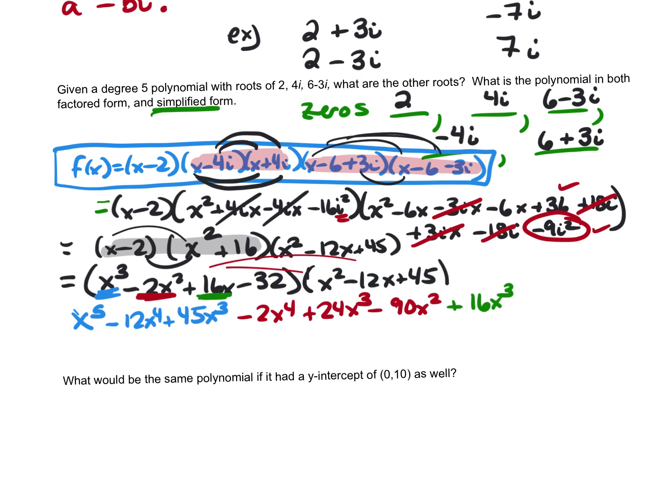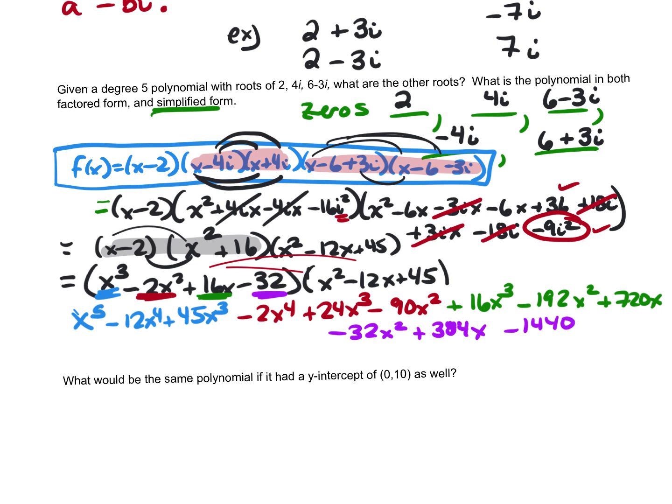So 16 times negative 12 is negative 192x squared. And then we're going to have negative 16 times 45, or 16 times 45, which is some big number, 720, plus 720x. But now I'm not done because I still have to do the last term, which is this negative 32. So I'll just do that on the next line, although it's one big thing. So then we'll have minus 32x squared. Negative 32 times negative 12 is 384x. And then negative 32 times positive 45 is negative 1440.